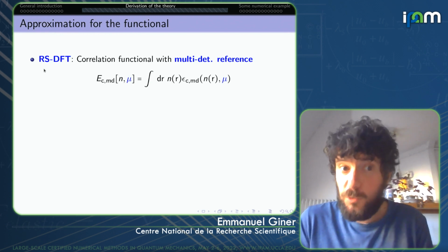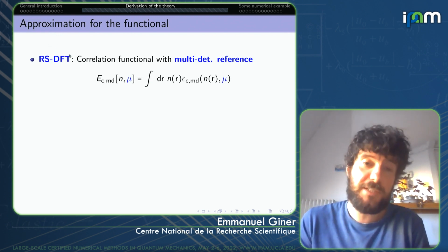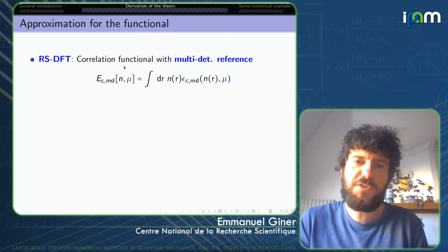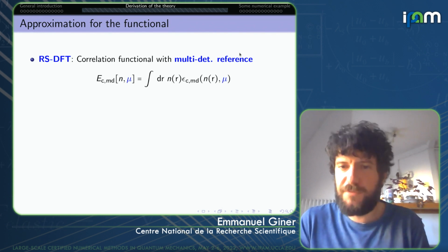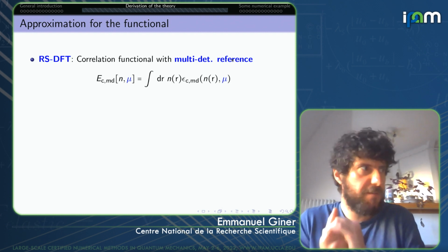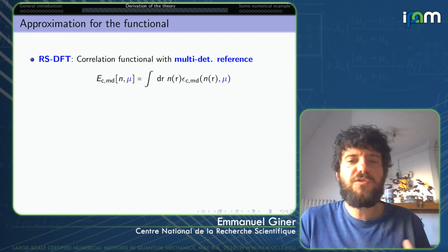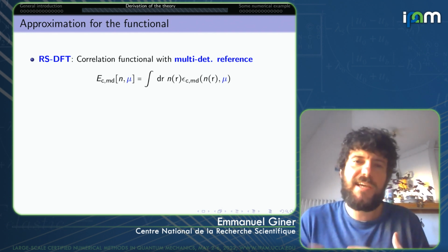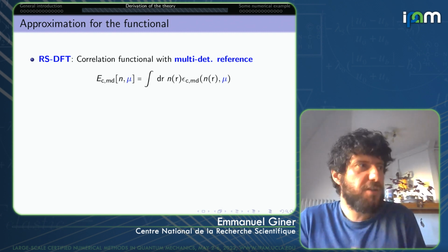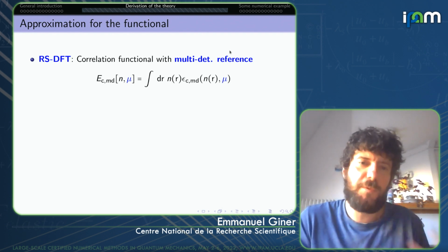And so now what we do in practice is that we just use a range-separated DFT functional to correct for that. Actually, we don't use the usual correlation functional. We use the correlation functional with a multideterminantal reference. So it's a special kind of functional that was introduced in range-separated DFT. And the idea is that we want to correct for the full CI. And the full CI is already correlated. And so we want a correlation functional that takes that into account. And that's the so-called multideterminantal reference correlation functional.